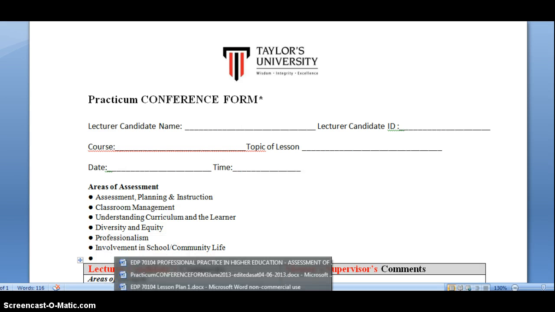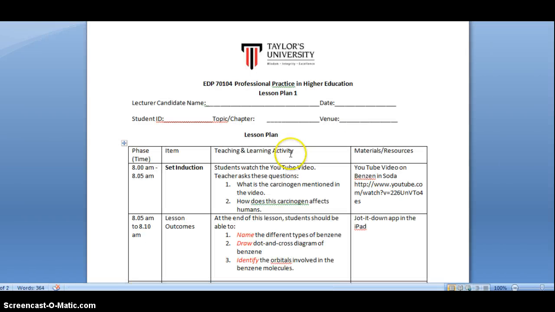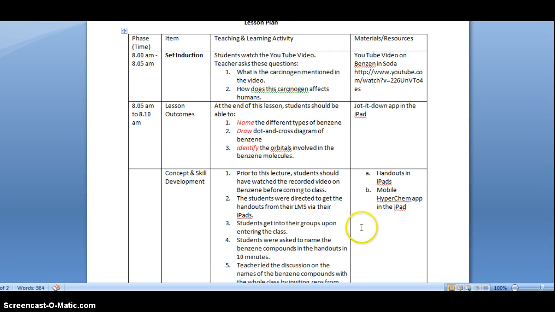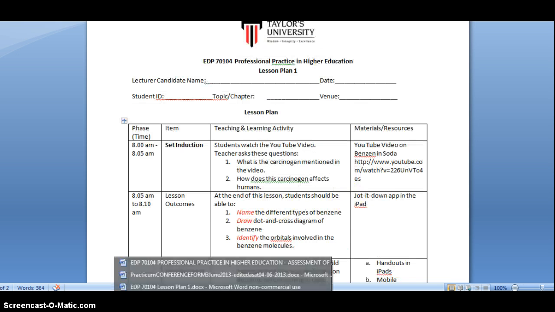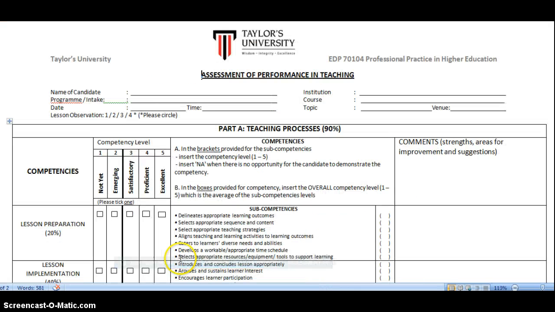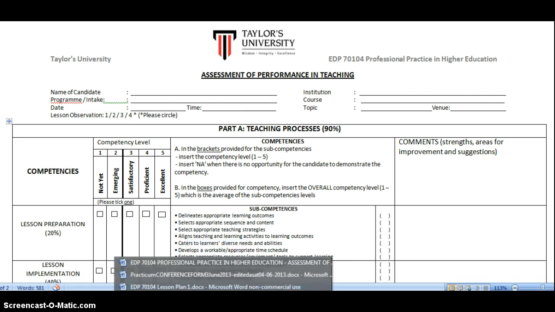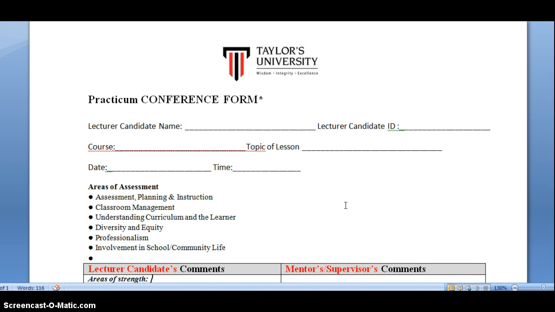Okay, so I repeat. The first form is the lesson plan. Please make sure that you write it the proper way. The second one will be the assessment of performance in teaching. I need all the particulars here to be filled, and please circle whether it's the first observation or second observation. And last but not least will be the conference form. If you're not sure where to get it, post directly to me and I will give you a copy.